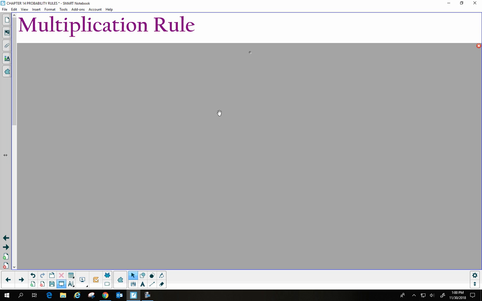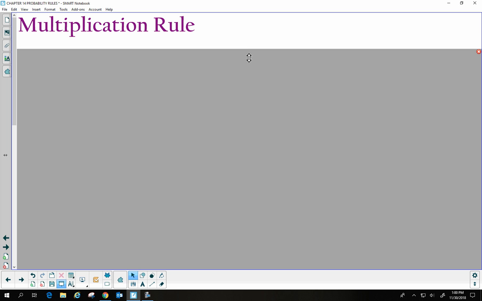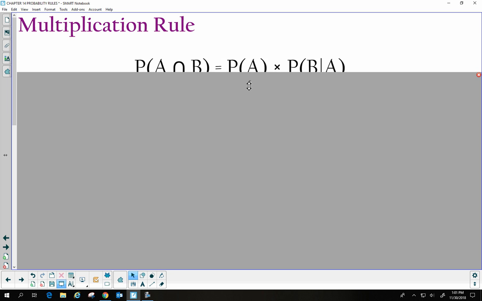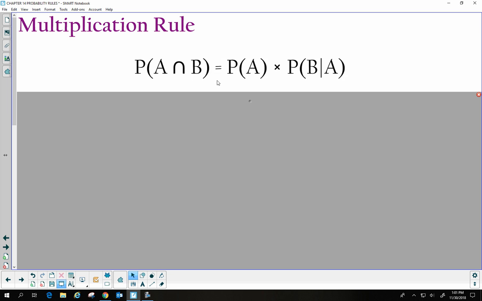So we've talked about the multiplication rule. The multiplication rule, when two events are independent, we can just multiply probabilities together. But this is the general rule, the general multiplication rule. We can use it for independent events and we can use it for events that are not independent. It just says you multiply the probability of event A by the conditional probability of event B, meaning the probability that B happens given A has already happened.